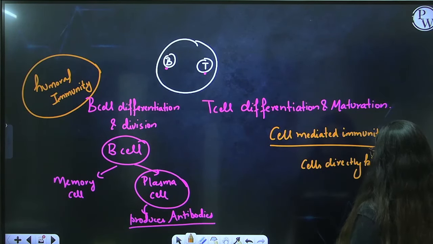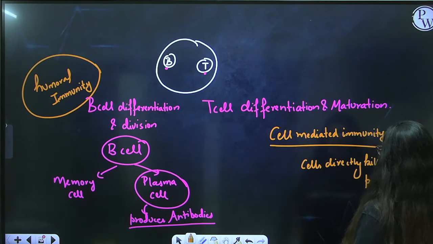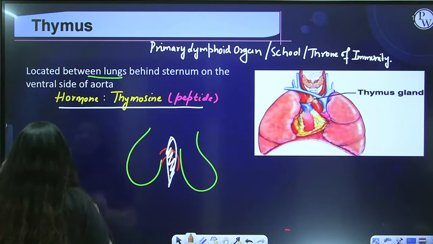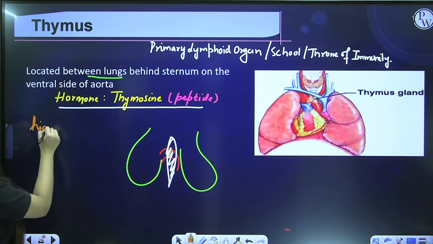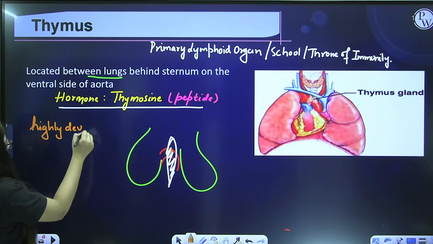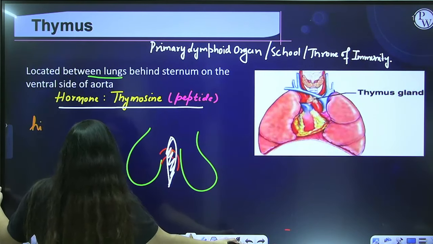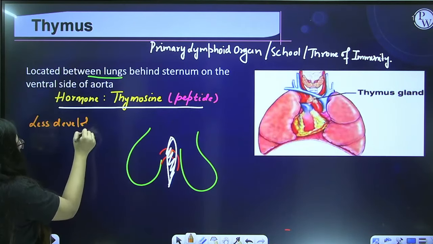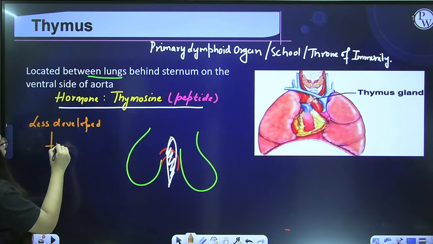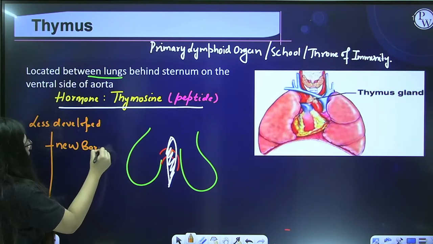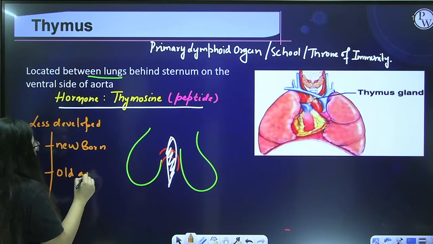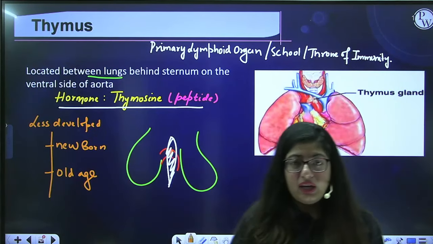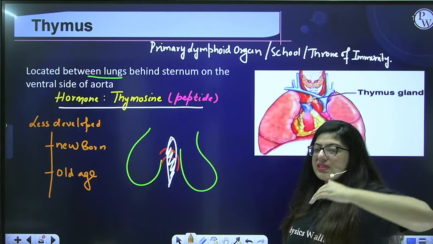Kills the pathogen. So this type of gland is more related with your immunity. Okay, so if I talk about the thymus gland, it is highly developed, or we can say, let's talk about less developed first. It is less developed in newborn baby, and in old age, whereas it is highly developed during your teenagers and up to some 20s of your life. Later on, after that, the thymus degenerates.